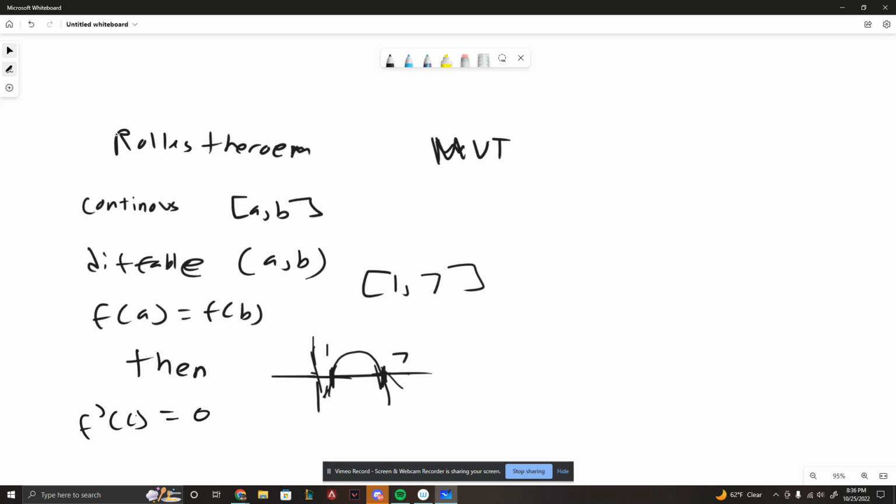Well, since f of 1 and f of 7 are equal, it's continuous from a to b, and it's also differentiable on the open interval of a to b, then that means at some point in between point A, which is 1, and point B, which is 7, there has to be a point C where the derivative is 0, which it is in this case. The slope at the very peak right here is a max, so it's 0. That's basically just what it's saying. It's a fancy way of saying that.